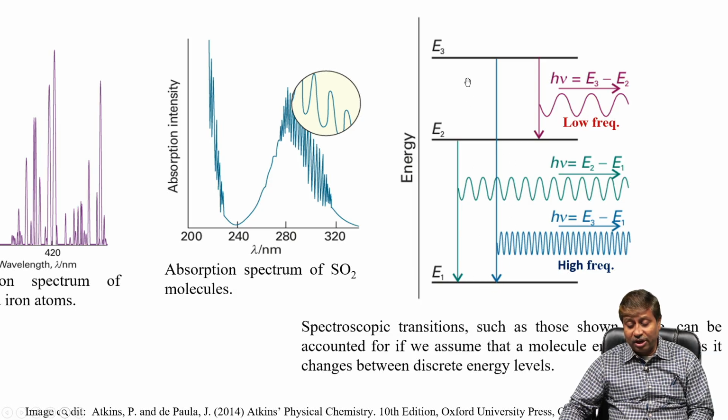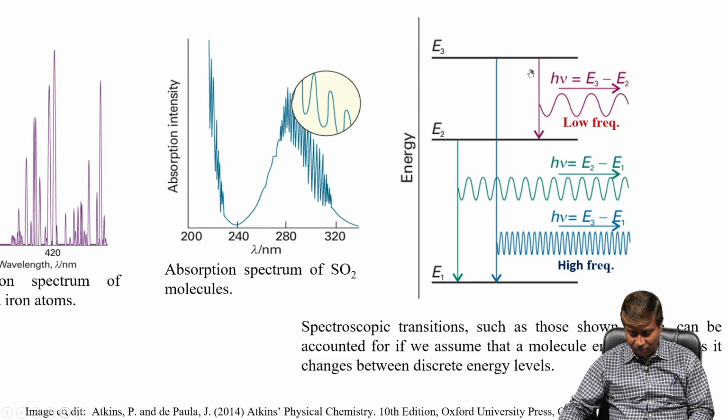Similarly, if we observe an emission from E3 to E1, that emission h nu will be E3 minus E1. Now, you see this frequency is higher because the energy difference is larger. So, this radiation that we are seeing has a higher frequency than this one.